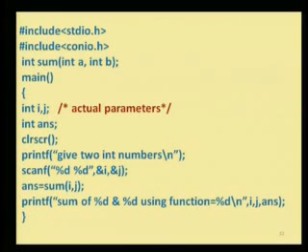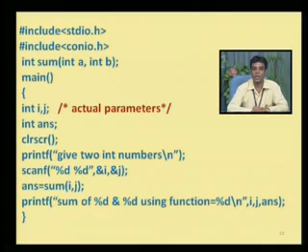will be printed from the main program, not from the definition of that particular function. Here we can see that the printf gives two integer numbers. In the printf section we have defined printing the given two integer numbers. Then in scanf we have defined the values of i and j. We can insert any value of i and j.